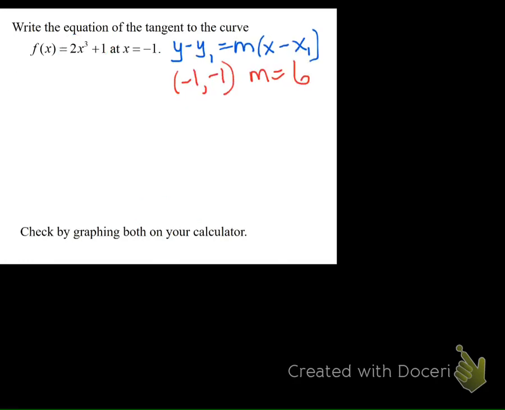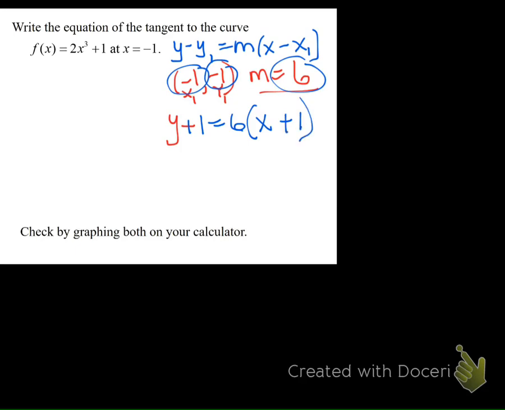Now that I have everything I need, I just plug the point and the slope into my point-slope form. So this is my x1, this is my y1, and obviously this is my slope. So y minus y1, so y minus negative 1 would be y plus 1, equals m times x minus x1, which will make this a plus 1 also. So y plus 1 equals 6 times x plus 1. In calculus, we leave the answer in point-slope form. You don't need to pretty it up. Just leave it like that. But that is the answer to this question. Write the equation of the tangent.